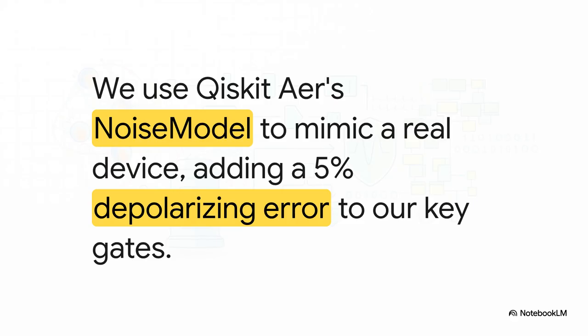We don't even need a real quantum computer for this part. We can use Qiskit's built-in simulator. And what we're doing with this code is creating a noise model. It's like we're telling the simulator, hey, I don't want you to be perfect. I want you to act like a real, slightly janky quantum computer. Give every gate about a 5% chance of messing up. This is a great way to mimic what happens on actual hardware.